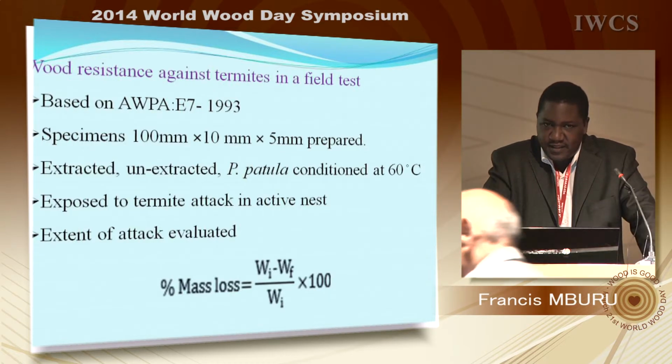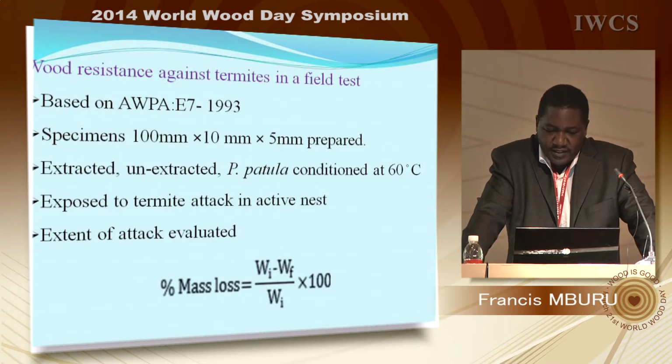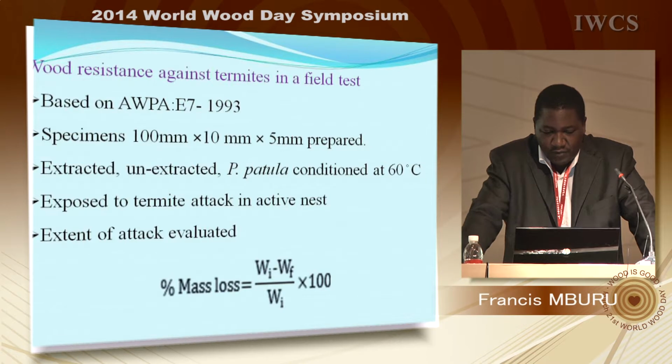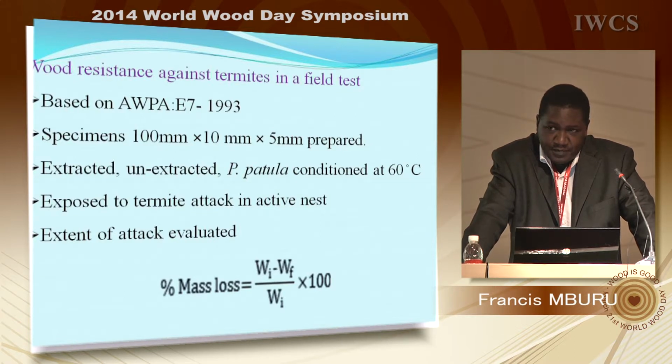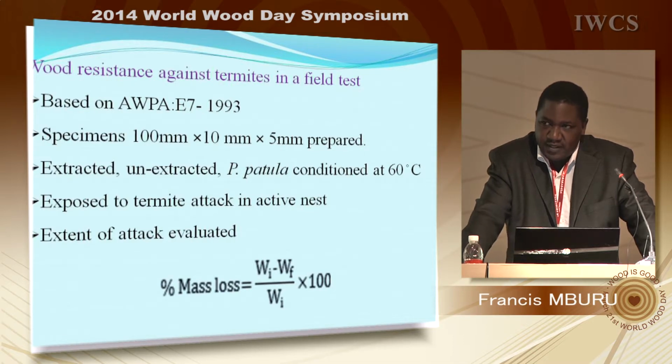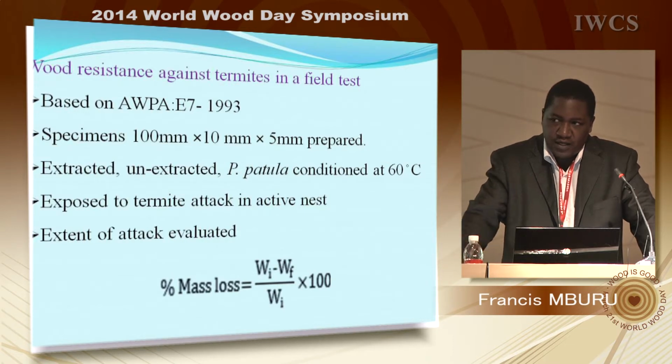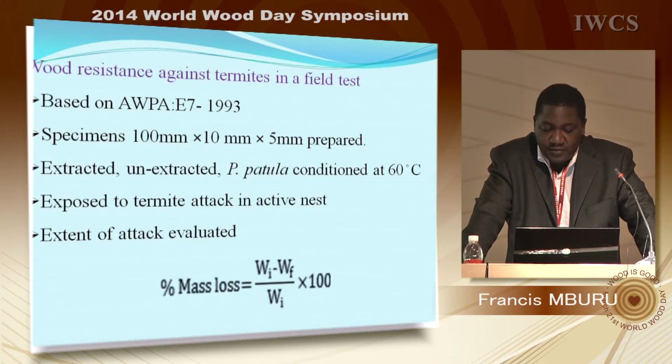Wood resistance against termites in the field. I adopted my formula based on the American Wood Preservers standard, AWPA of 1993. The specimens were cut to those dimensions, 100 by 10 by 5. Some were extracted, some were not extracted. Pine was used as control virulence and conditioned at 60 degrees Celsius. These were exposed to active termite nests, and the extent of attack was evaluated by weight loss, and the amount of wood which was lost by the termite attack was computed by that formula.